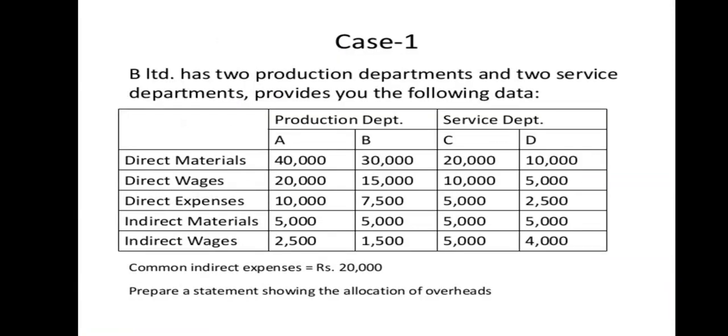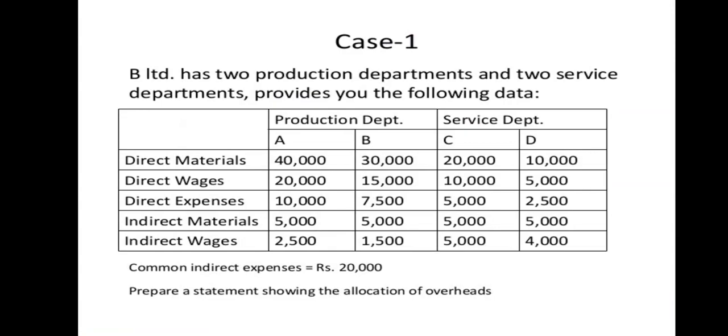So we have a problem here, and let us focus on the case of the problem, and we consider it as case 1. B Limited has 2 production departments and 2 service departments. It provides the following data. So B Limited is a manufacturing unit which has 2 production departments as well as 2 service departments. So they are provided some data.